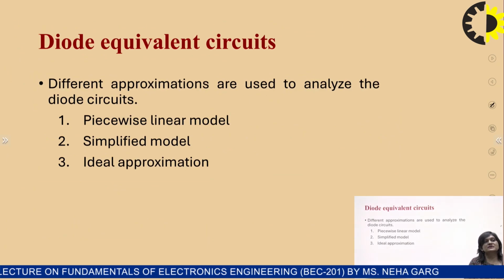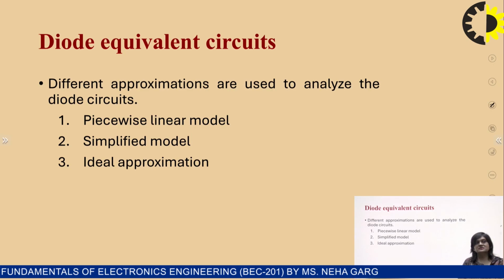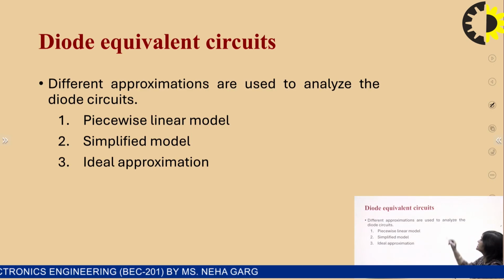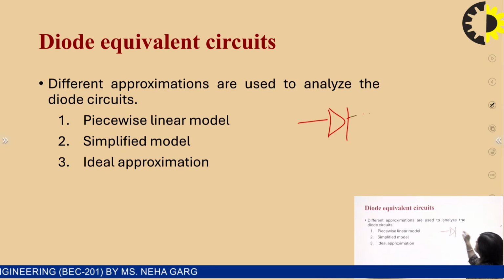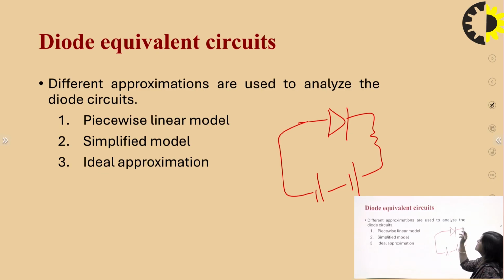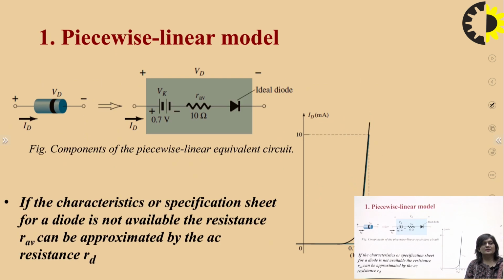So, diode equivalent circuits. This is how we can express a circuit in which the diode is there, resistances are there, and supplies are there. We have to draw the mathematical model of the diode. We can use three models: piecewise linear model, simplified model, and ideal approximation for the analysis of the circuit.